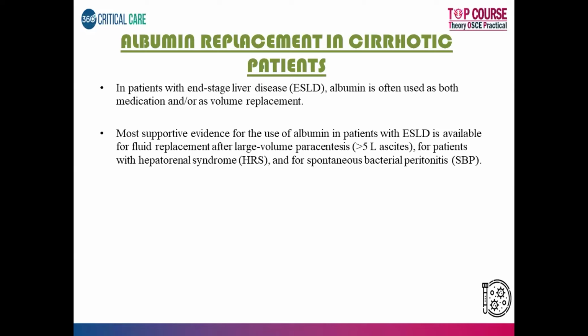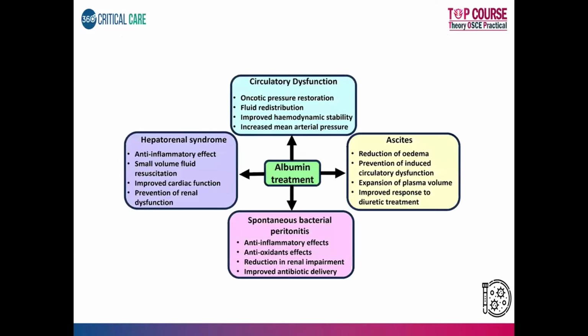Now, the next important one is albumin replacement in cirrhotic patients. In patients with end-stage liver disease, albumin is used both as a medication as well as a volume expander. More supportive evidence for the use of albumin in these patients is available for large volume paracentesis, patients with HRS, and those patients with SBP. So we will go through each one. This is just a gist of the use of albumin in liver cirrhosis patients.